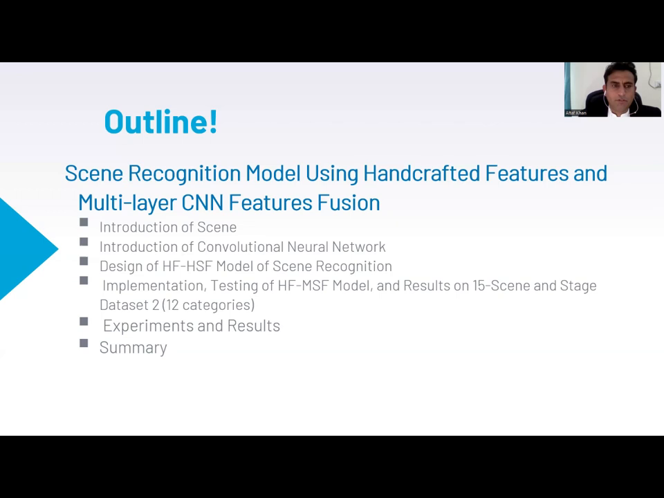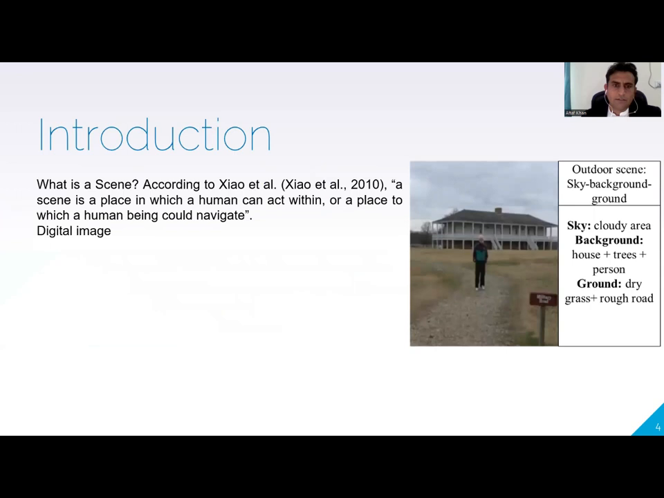For this purpose, we have divided this presentation into several steps. First is the introduction, which is the actual introduction of the scene. Then we have the introduction of convolutional neural network. When we have introduced the new model, then implementation and testing of that model on two different data sets. Then we have experimental results and summary of this presentation.